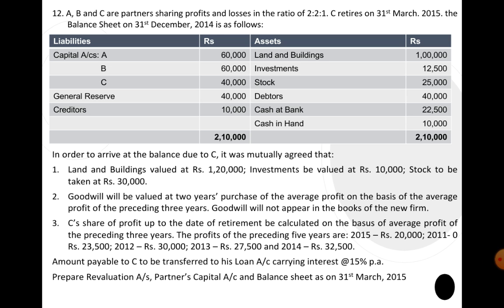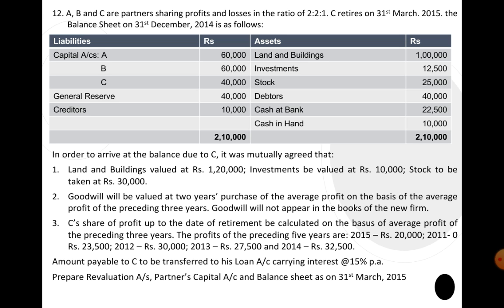Then you have a general reserve, 40,000. You also have creditors of 10,000. And on the asset side, you have land and buildings, 1 lakh. Investments, 12,500. Stock, 25,000. Debtors, 40,000. Cash at bank, 22,500. And cash in hand, rupees 10,000.